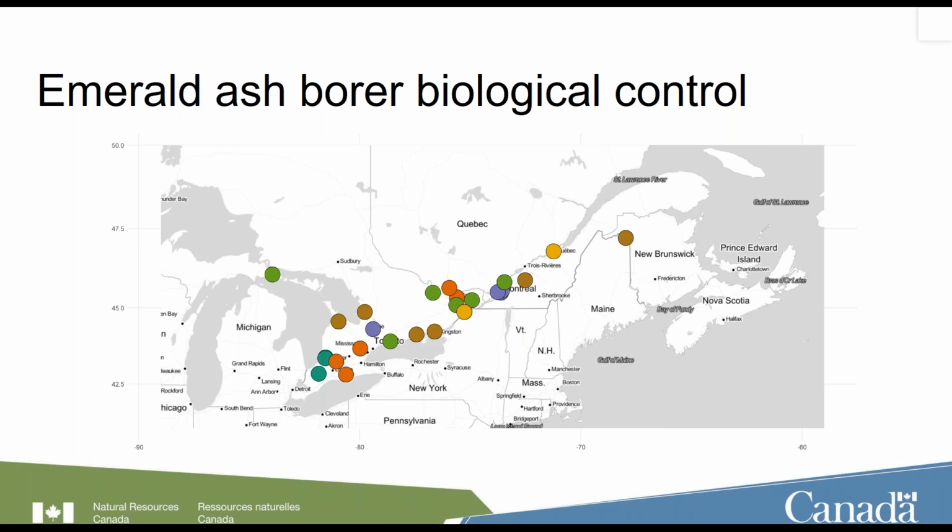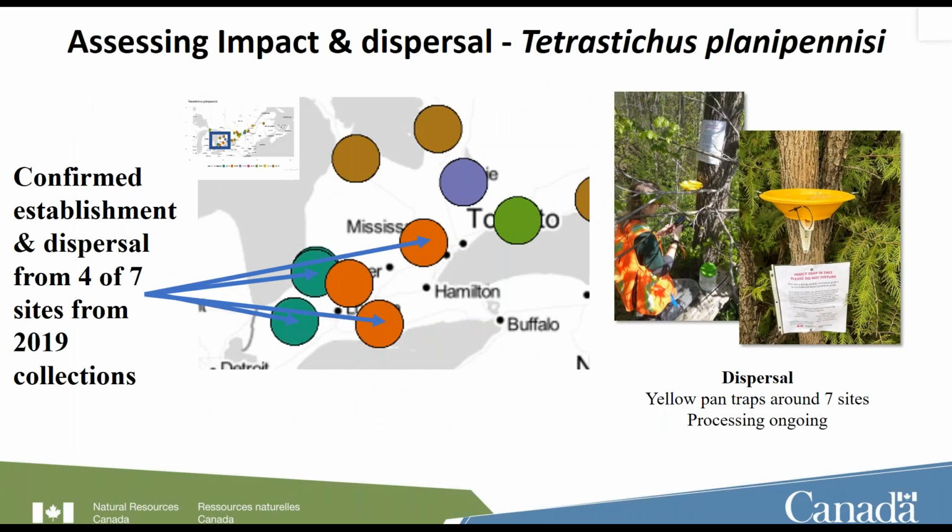And we do releases for a couple of years, and then we come back later and look at whether those parasitoids have established and if they're having any impact on the population. That's some of the work we've been doing recently, looking at establishment and spread of Tetrastichus planipennisi. So that's one of our parasitoid species. That's kind of the workhorse of the biological control program in Canada.